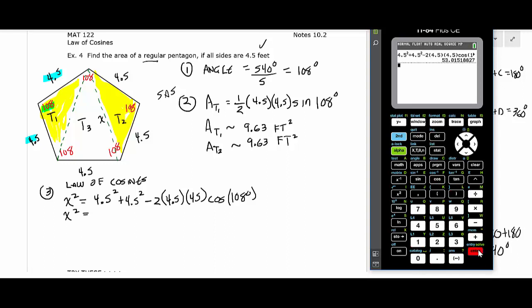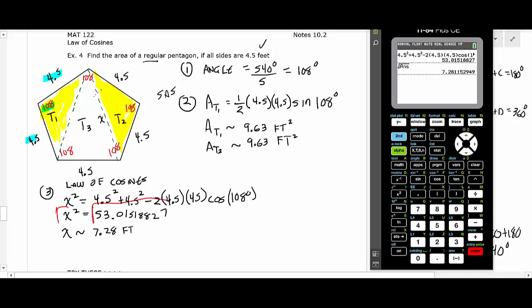All right. So that will give me about 53.01518827. I'm going to do all my rounding at the end of this. Maybe round this off to 2 decimals, just kind of a personal decision. So I'm going to go second square root, again use the ANS key the way I've shown you. And then that side is going to be about 7.28 feet. So that means we got this side right here is 7.28, and so would that side. You would get the same thing if you did law of cosines again. It'd be the same problem essentially.